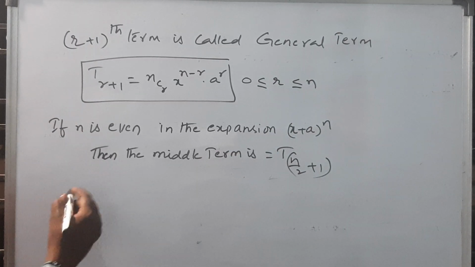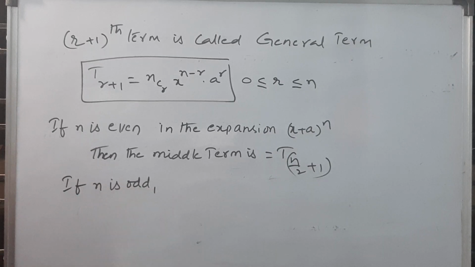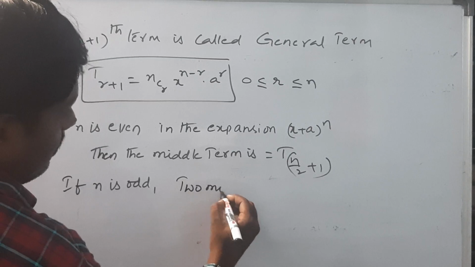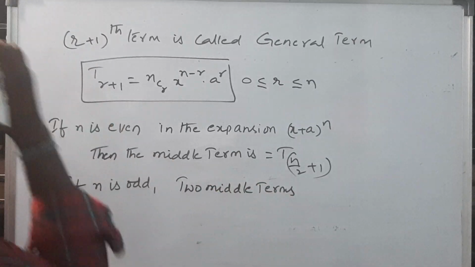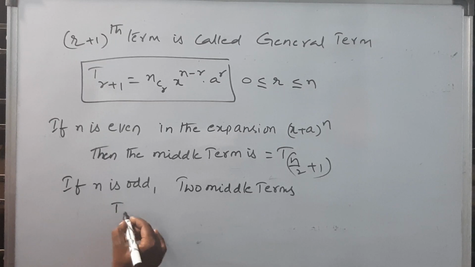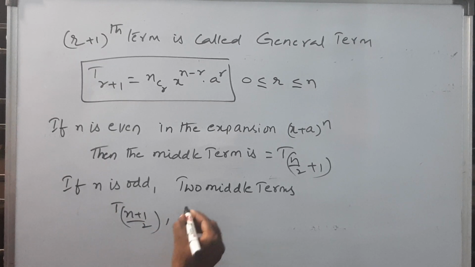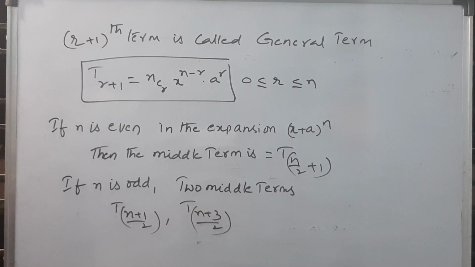If n is odd, it has two middle terms. What are they? One is T((n + 1)/2) and T((n + 3)/2) is the other middle term.